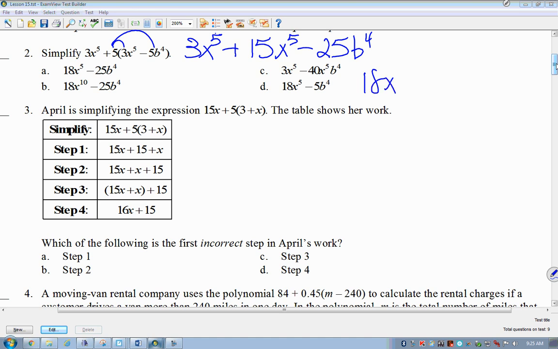18x to the what? I just didn't hear you. It sounded like you said 10th. To the 10th? No. We only add exponents of bases when we're multiplying those bases. All right? So because we're not doing that, it's just x to the fifth. It's like saying 3 carrots plus 15 carrots, right? We just have 18 carrots. There's no change there. So we should get 18x to the fifth minus 25b to the fourth.